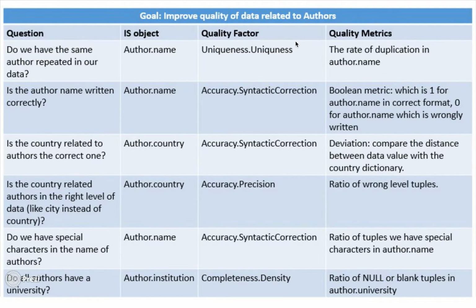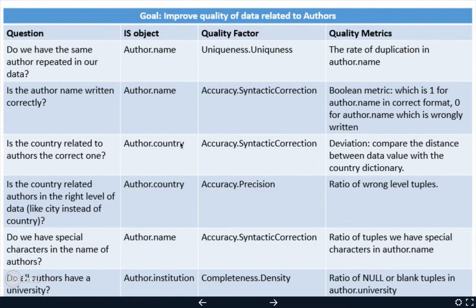With author, we define the questions related to the author name, author country, and the institution. For example, we have a question like, do we have the same author repeated in our data? And for this kind of question, we will focus on the uniqueness factor in the name of the author. So we will measure by the rate of duplication in the author name.